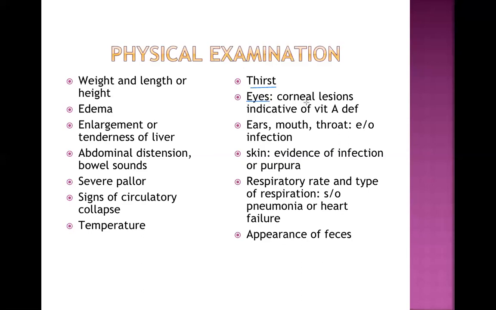Examine the eyes for the corneal lesion, which is indicative of vitamin A deficiency. Now, you must have studied this before. Vitamin A deficiency can result in xerophthalmia in babies. The literal meaning is dry eye, but that is a very broad term. There are a lot of findings in the eye. It starts from conjunctival dryness, then Bitot spot, then corneal lesion, and ultimately the person develops blindness. So there are different things. We'll talk about them in the respective classes.